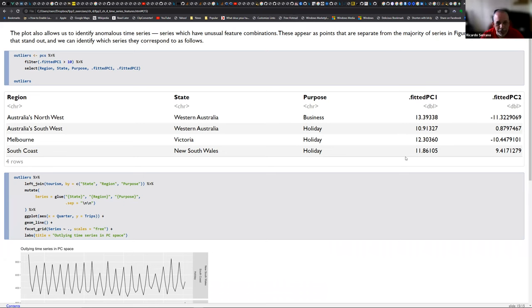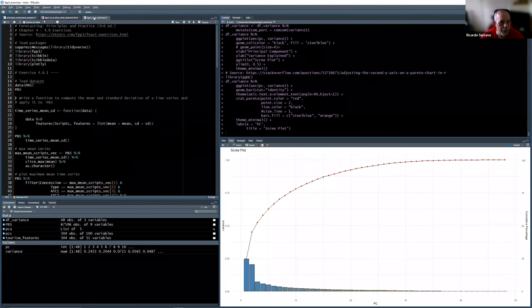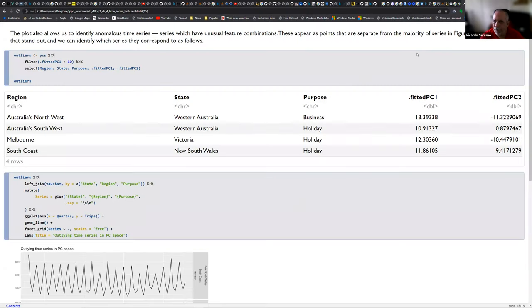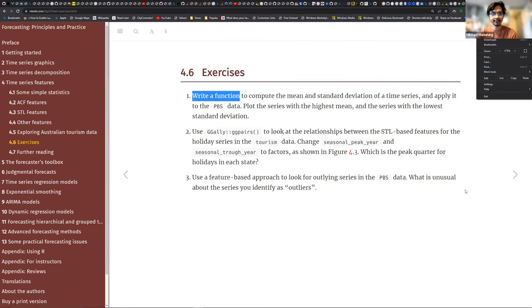So, okay, let me see. The other thing that I wanted to discuss is one of the exercises, the first one. Let me bring this. Can you see it? Yeah, I can. You can?